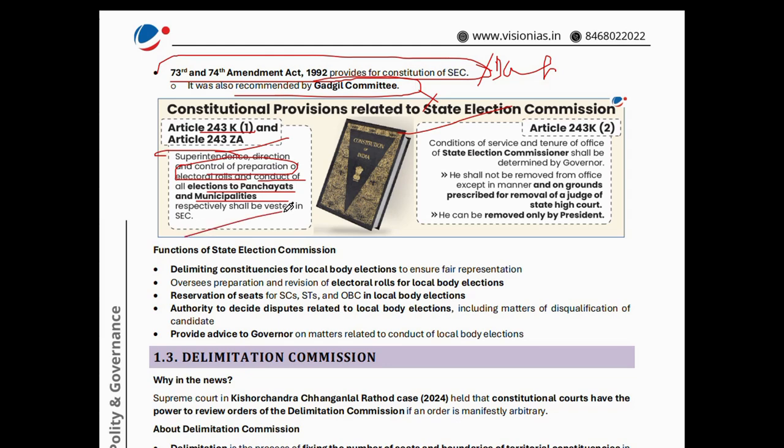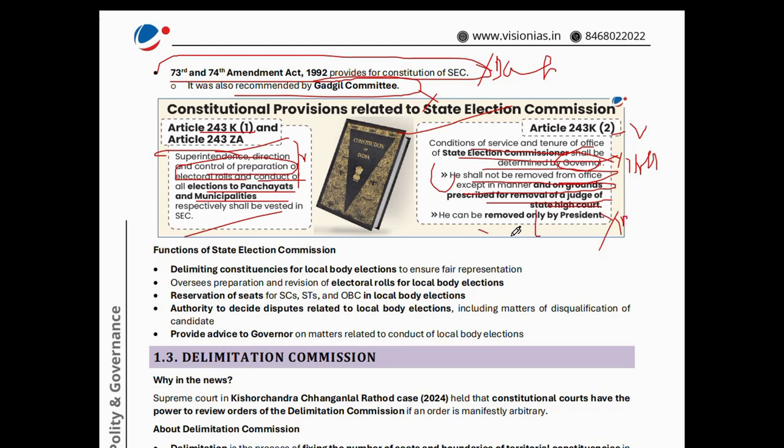Article 243K clause 2 says the conditions of service and tenure of office of the State Election Commissioner shall be determined by the Governor. This is an important point. He shall not be removed from the office except in the manner and on the grounds prescribed for the removal of a judge of the state High Court. He can be removed only by the President. This is a very important point you should remember. The State Election Commissioner can be removed only by the President. You need to be careful in the examination.